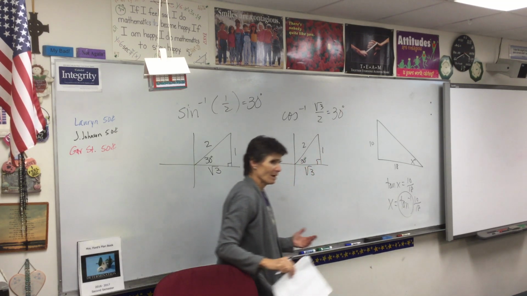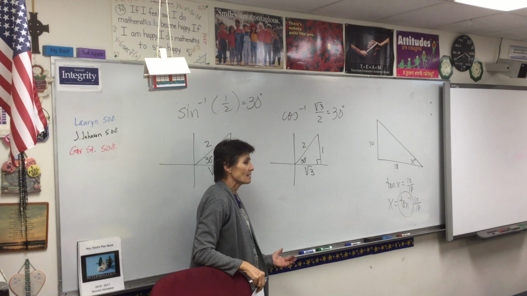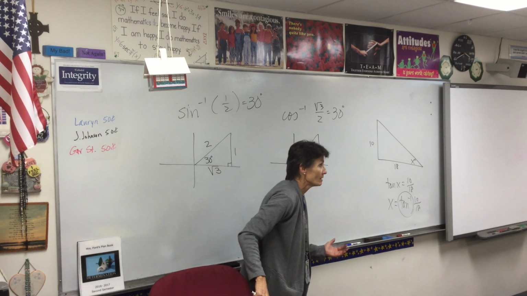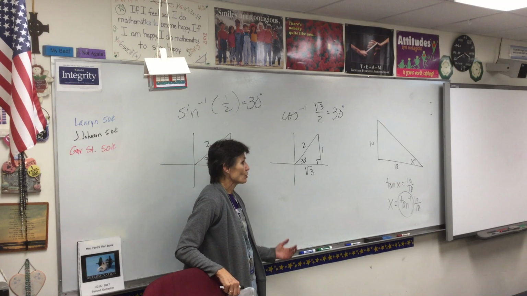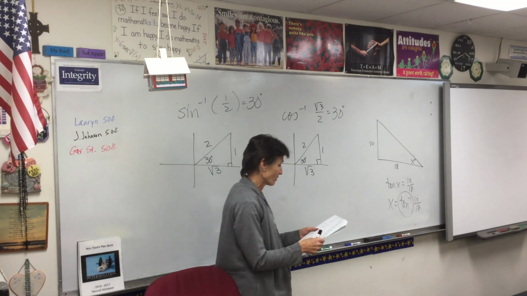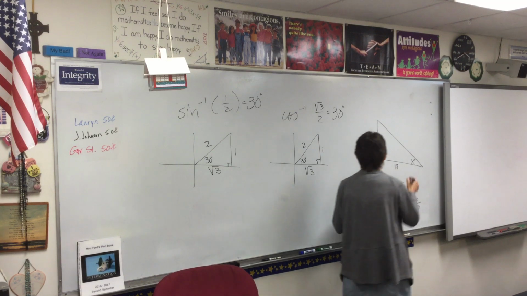Please don't say to me, well, why do I get the same answer? Kids, you're always going to get the same answers. It's either going to be 30 or 60 or 45, right? Because those are the only ones we can do unless we have our calculator. All right.